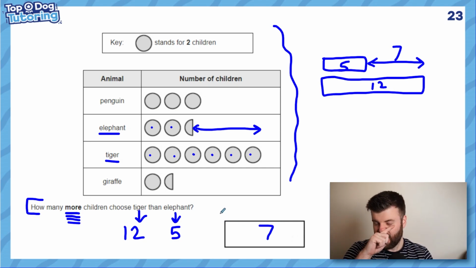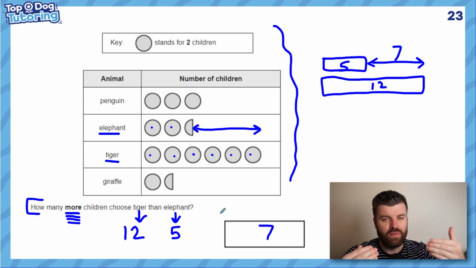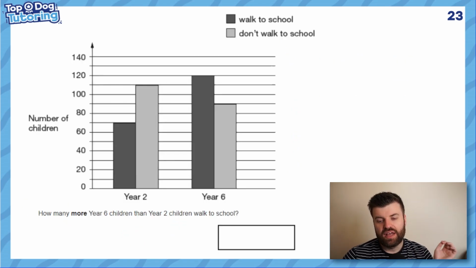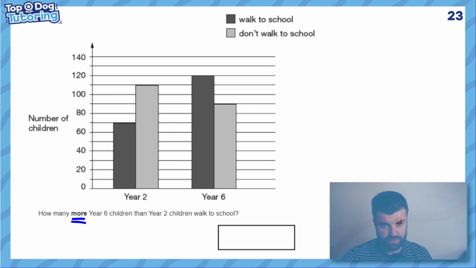Really important, we know what it means when it asked how many more. It's almost guaranteed to come up in some kind of form when it comes to the SATs paper with data to compare two numbers. So with that in mind, I've got another question that does something similar. It's not a pictogram this time, but it's the same question, how many more? So you need to harvest 2 pieces of data from the graph and then work out how many more. Have a go yourself, we'll go through it together afterwards.